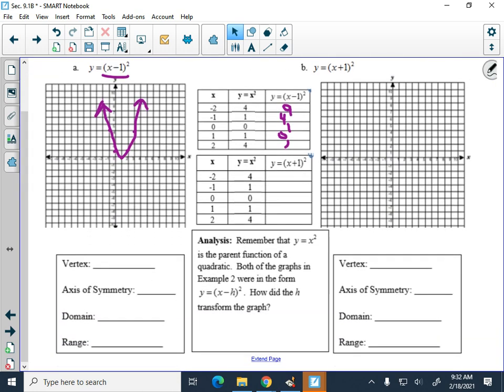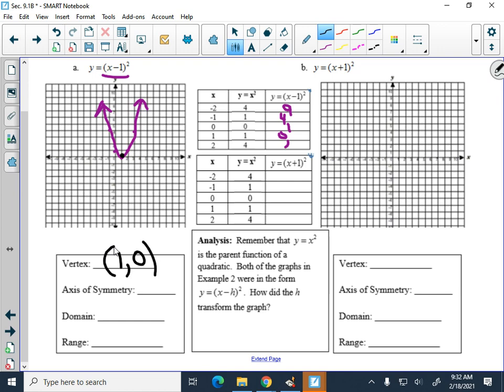Okay, but let's go down here and do the vertex. So the vertex, in this case, was here. It's at 1, 0. So the new axis of symmetry is x equals 1. Because we would draw the line down at x is 1. The domain, all reals. The range, y is greater than or equal to what? How low does it get? 0.